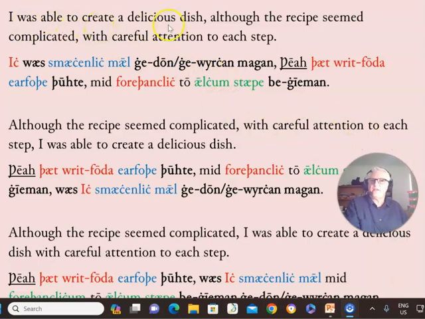I was able to create a delicious dish, although the recipe seemed complicated, with careful attention to each step. Okay, so what we have is one primary clause. I was able to create a delicious dish with careful attention to each step. And then we have a subordinate clause, which is adding extra information, although the recipe seemed complicated. Now, I was able to create a delicious dish with careful attention to each step can stand as an independent clause. It can stand on its own as a complete sentence. Whereas the subordinate clause here, although the recipe seemed complicated, is not complete. Can't stand on its own as an independent sentence.